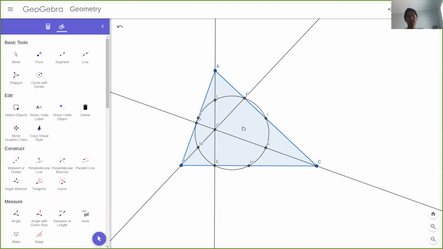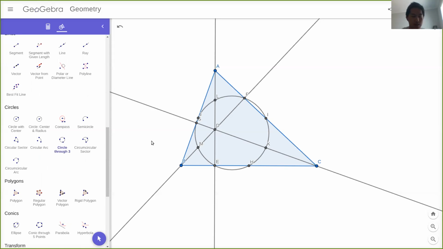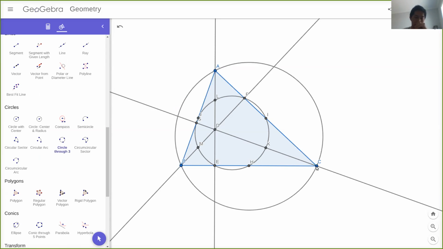So let's just think about it, right? When DK goes to twice its length, DC, then similarly DL goes to twice its length, DA, and then DM goes to twice its length, DB. So that circle, when we dilate it, when we enlarge it by a factor of 2, centering at D, we get the circumcircle. The circle going through D, A, B, and C.